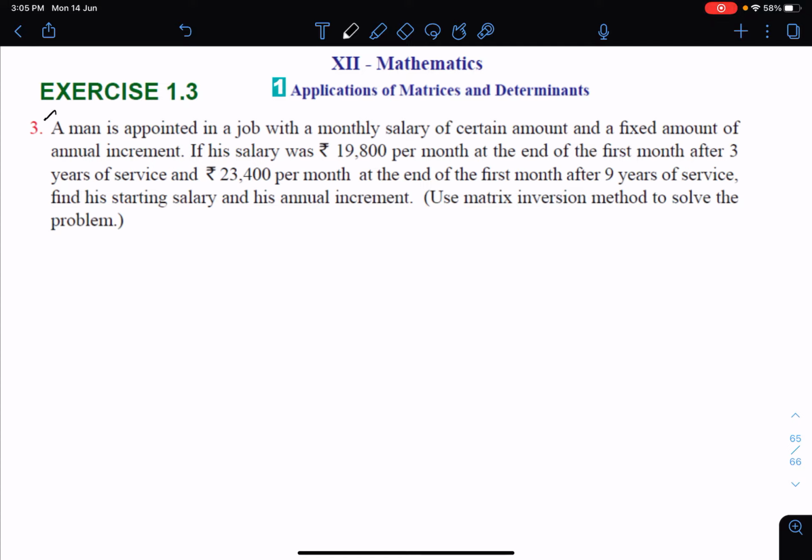A man is appointed in a job with a monthly salary of a certain amount and a fixed amount of annual increment. So he has been given a monthly salary as well as a fixed yearly increment. Let his salary be x and the annual increment, which means once in a year, be y. If his salary was 19,800 per month at the end of the first month after 3 years, after 3 years we are going to write the first equation.